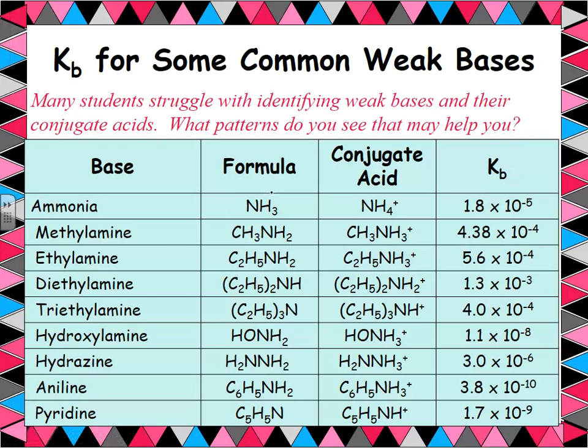Some common weak bases and their conjugate acids, and many students do struggle with identifying these. These are on your notes sheet, so I just want you to compare the formulas for the weak bases and their conjugate acids. Notice the difference between the formulas is that the acid in the acid-base pair always has one extra hydrogen ion than the base. So notice the patterns that will help you. Also remember these Kb values are in the appendix of your textbook.